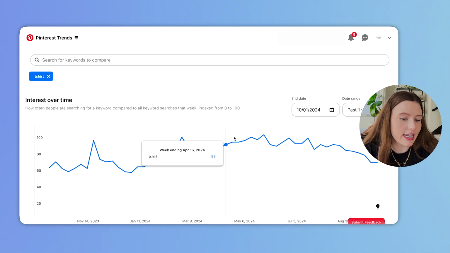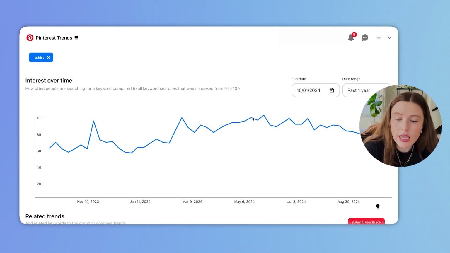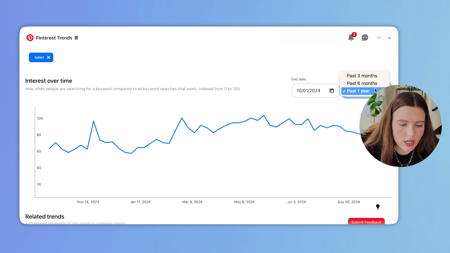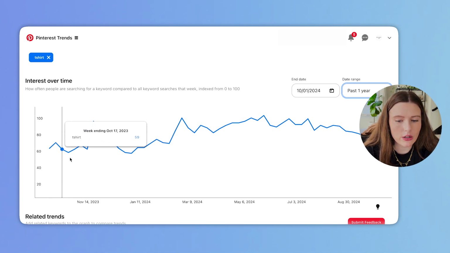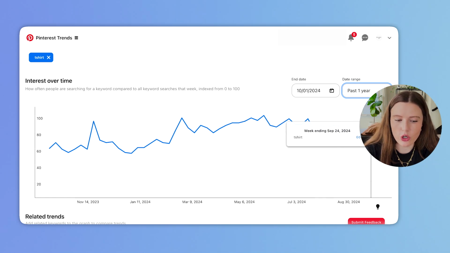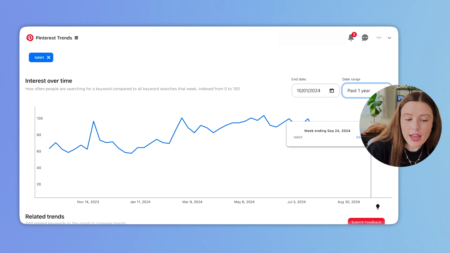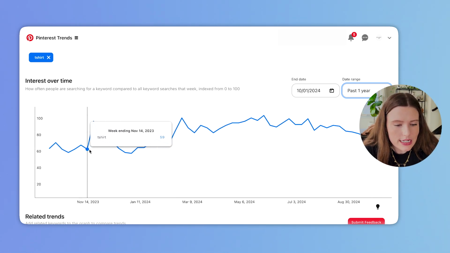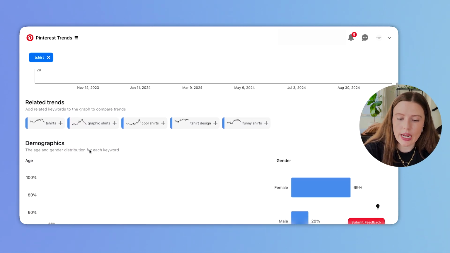Are we on an uptick? Are we on a downtick? And what's kind of interesting if we look at the last year is that we've kind of just been increasing and increasing. We saw a little downtick coming into October, which leads me to believe that we're probably on a down season for t-shirts. And that's not a surprise because it's gonna get chilly. Still really strong demand, and it'll give you an idea of what are the related trends that are kind of popping off.